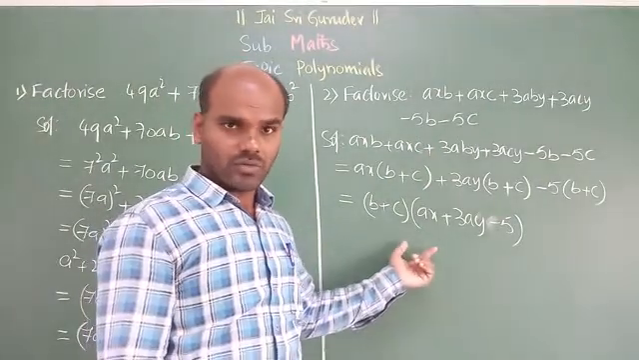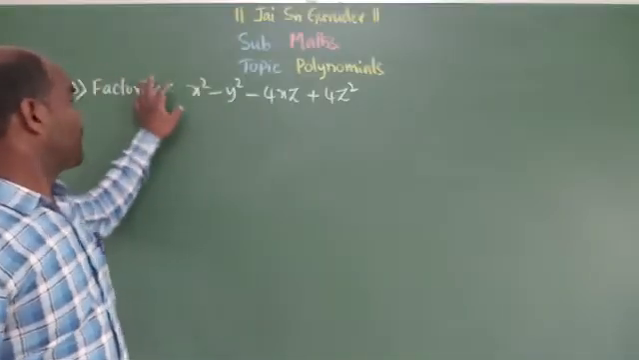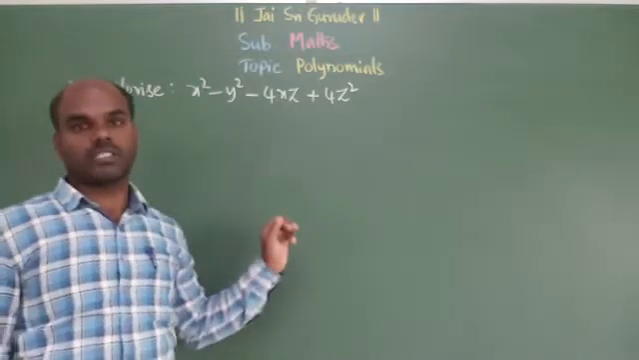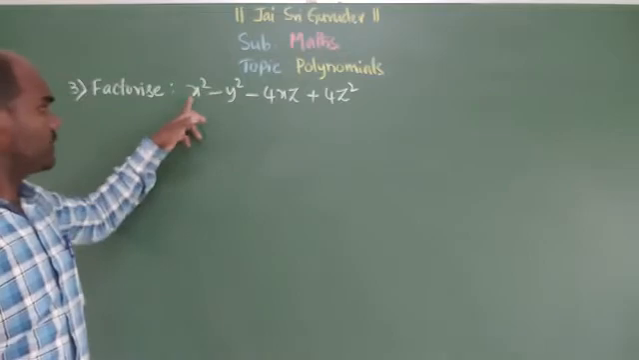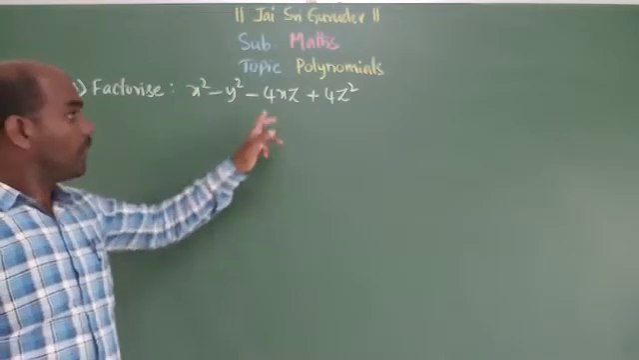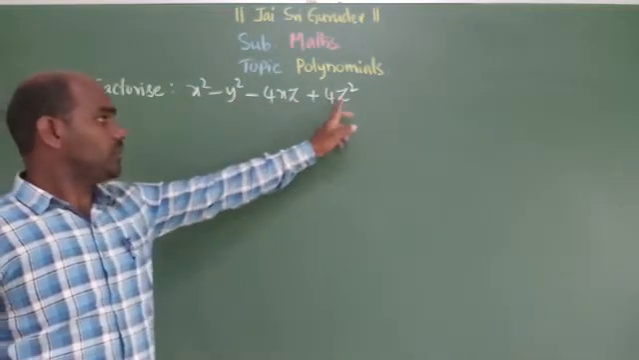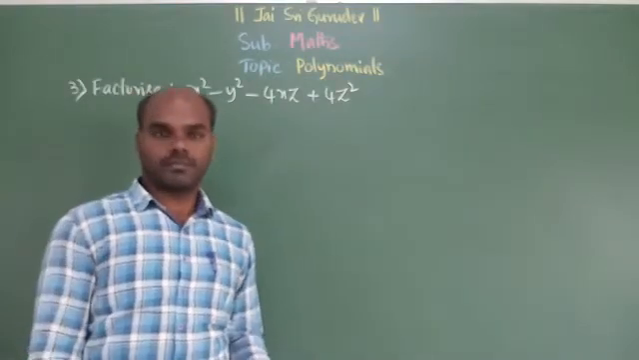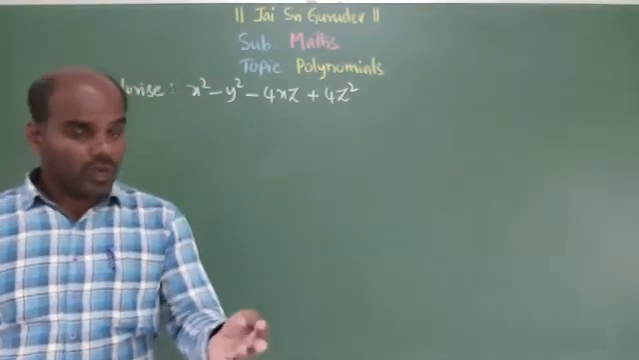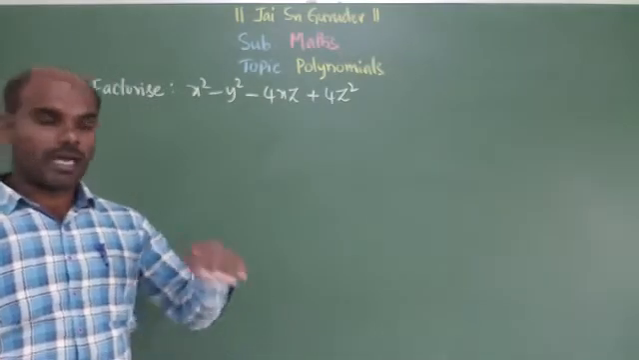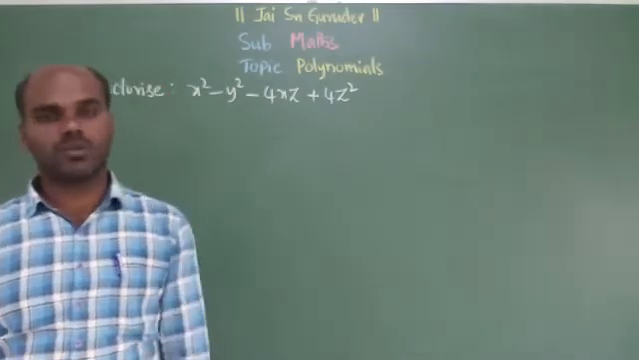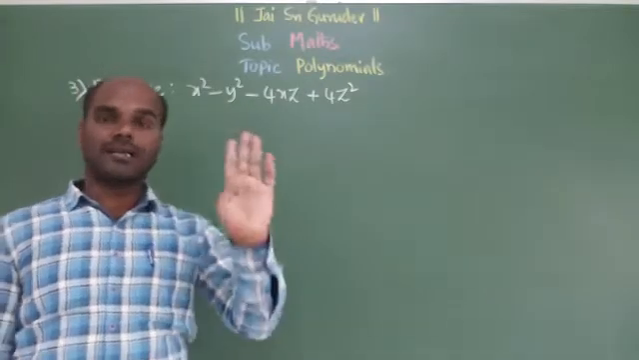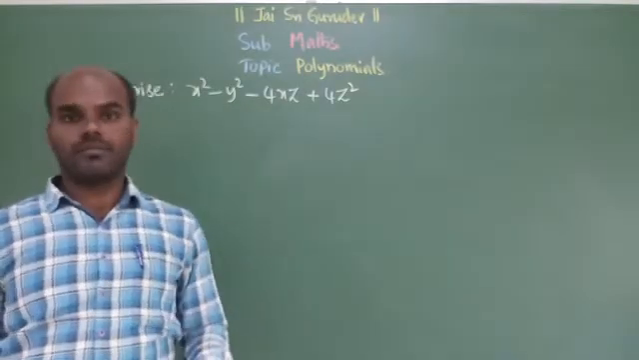Do you children understand now? We are going to one more problem now. Here is also one of the different types of factorisation. So x square minus y square minus 4xz plus 4z square. Total how many terms are there, children? 4 terms are there. Okay. So we have to check it now, either in the form of a plus b whole square, a minus b whole square, because squares are there, yes or no children? And a plus b plus c whole square form.